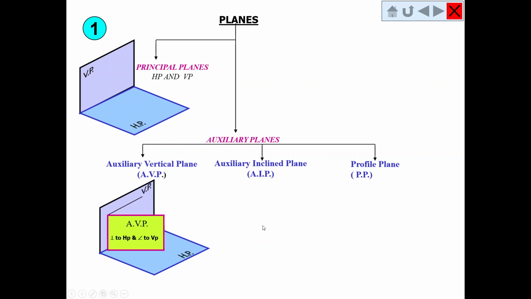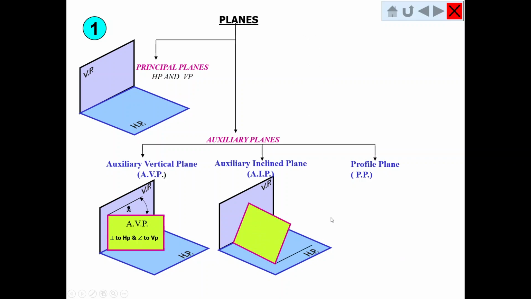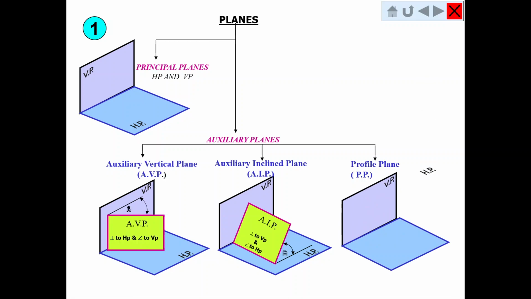So this is auxiliary inclined plane. You can see auxiliary vertical plane, which is a plane perpendicular to HP and inclined to VP. So do not worry about this currently. We are going to discuss this later on. Just for time being, understand the figure, how auxiliary vertical plane looks. Now this is auxiliary inclined plane, which is inclined to HP, perpendicular to VP, and profile plane, which is perpendicular to both HP and VP.